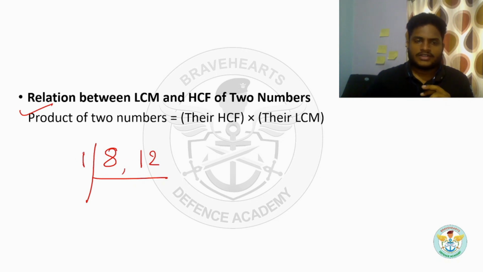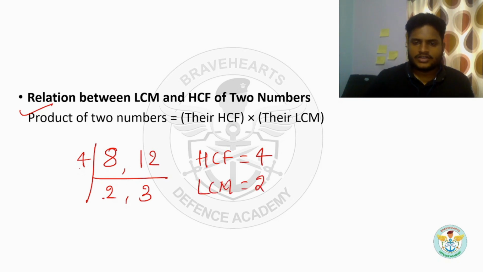4 is common in between them, so I'll directly divide it by 4. 4 2s are 8, 4 3s are 12. So nothing is common after that. So your HCF is basically 4 and your LCM is 4 into 2, 8, 8 into 3, 24. So your LCM is 24.